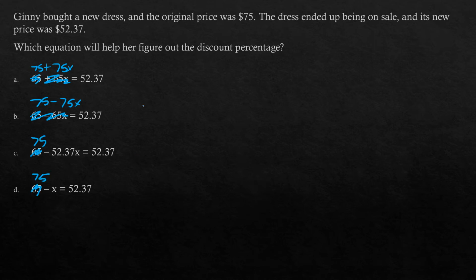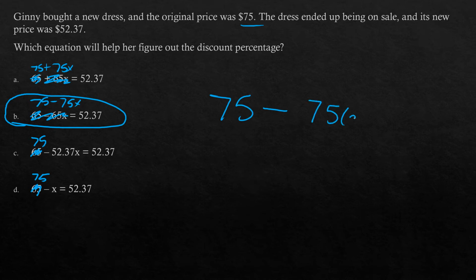So this one is very similar to the problem that we just did. The price of the dress was $75. It was discounted, so here instead of adding, we want to subtract. So we're going to be subtracting from the price of the dress. So my dress is $75. I'm subtracting 75 times my discount, which means I would be doing 75 minus 75x.